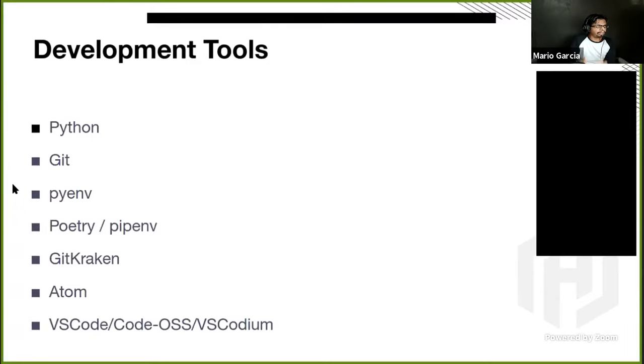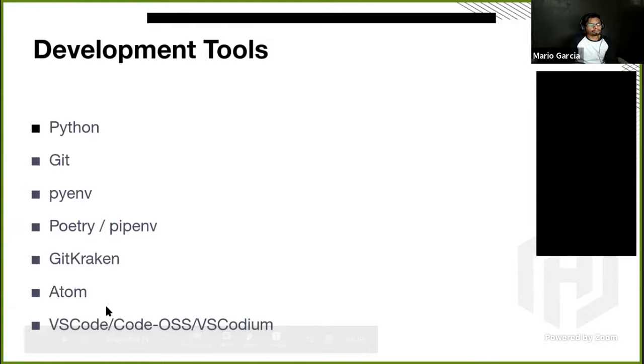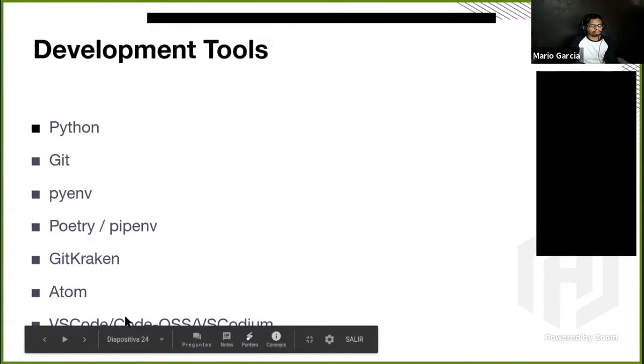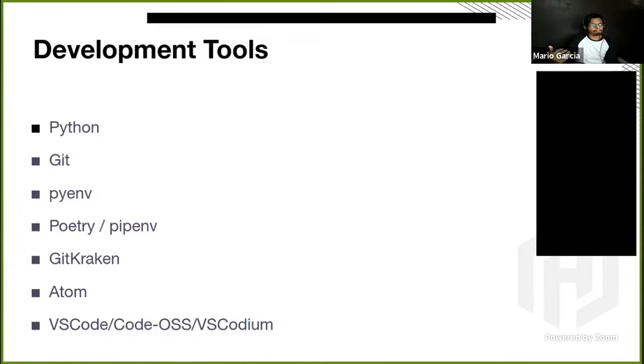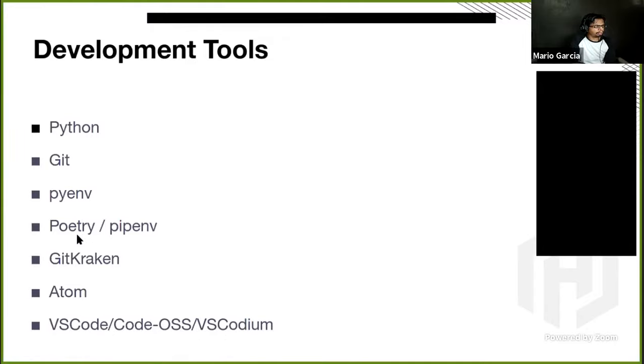But for a basic Python development environment, these are the tools that we need, apart from using a text editor like Atom or VS Code, or if you prefer an open source alternative, you can use the open source version of VS Code. That version doesn't include the branding of Microsoft and some additional configuration that the company added to VS Code. Or if you want, you can also use VS Code for that. But I will focus on the first tools listed here, Git, PyM, and Poetry.